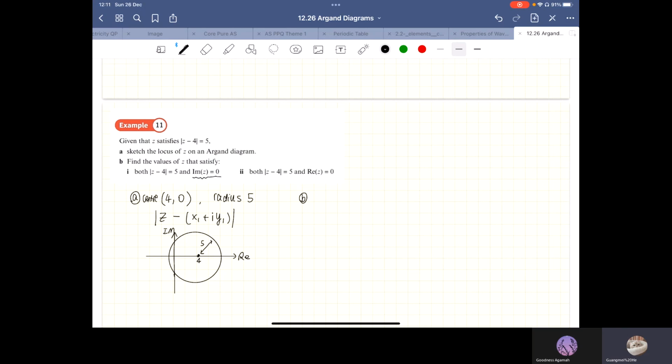I was asking, how can you find the value of z that satisfies these two equations? If we want to find the coordinates where the circle passes through with the imaginary part of z equal to 0, do we find where it intersects the imaginary axis or the real axis? The real axis? And which 2 points does the circle intersect the real axis?